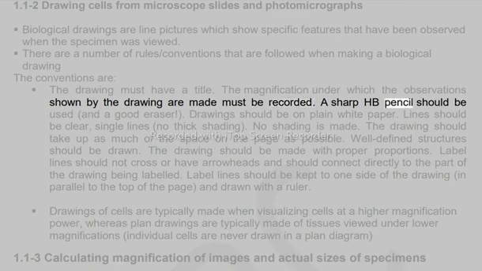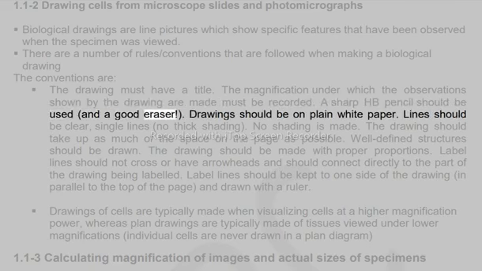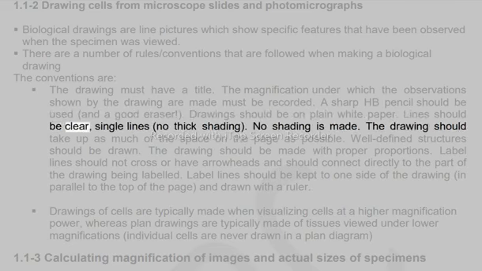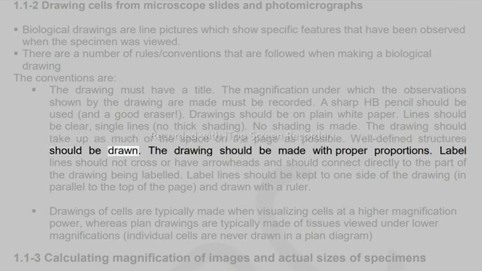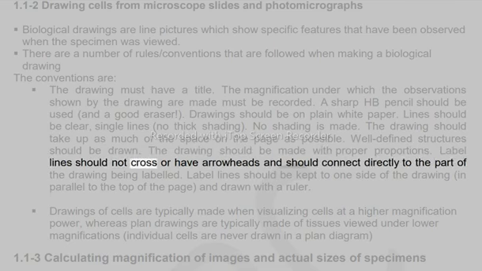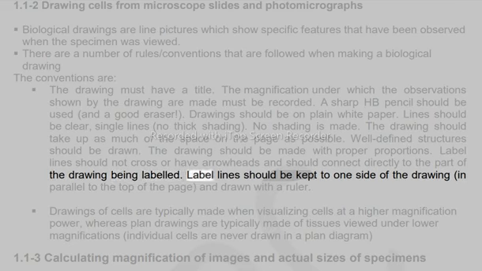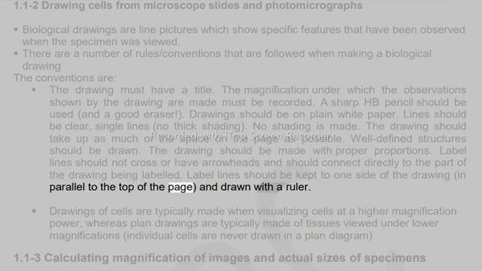A sharp HB pencil should be used, and a good eraser. Drawings should be on plain white paper. Lines should be clear, single lines. No thick shading is made. The drawing should take up as much of the space on the page as possible. Well-defined structures should be drawn. The drawing should be made with proper proportions. Label lines should not cross or have arrowheads and should connect directly to the part of the drawing being labeled. Label lines should be kept to one side of the drawing, parallel to the top of the page, and drawn with a ruler.